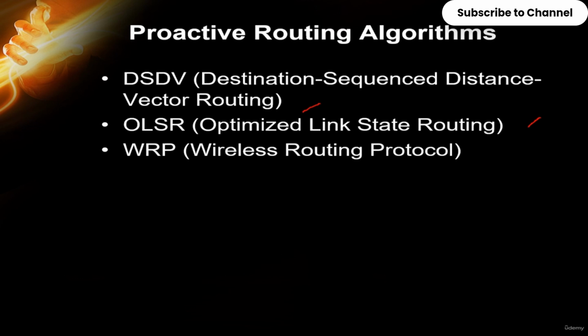The next proactive routing algorithm is WRP, the Wireless Routing Protocol. It is also based on the Bellman-Ford algorithm to ensure reliable and efficient communication. The main feature is multiple tables: WRP maintains a distance table, routing table, link cost table, and message retransmission list. All these are maintained with WRP.